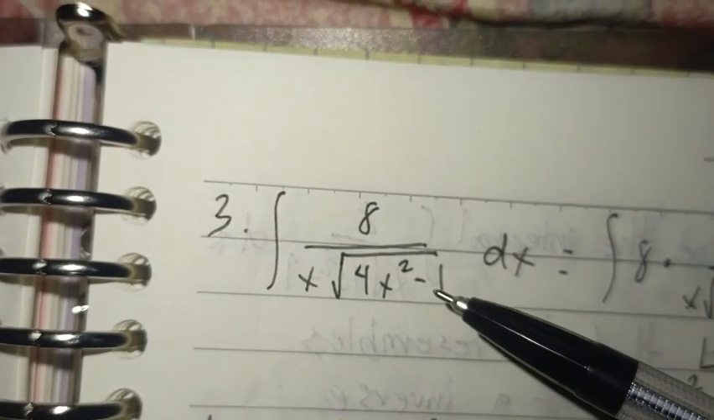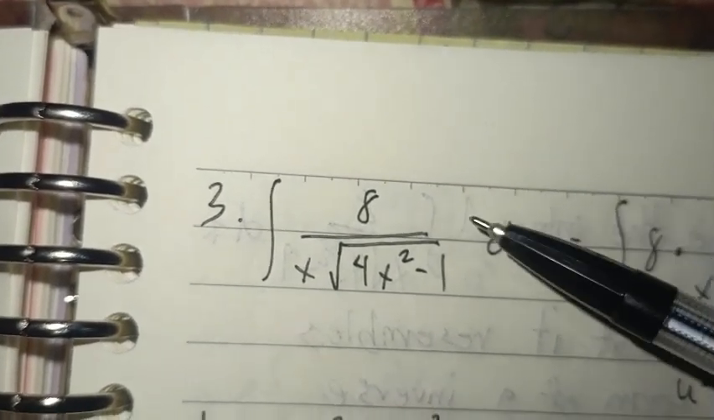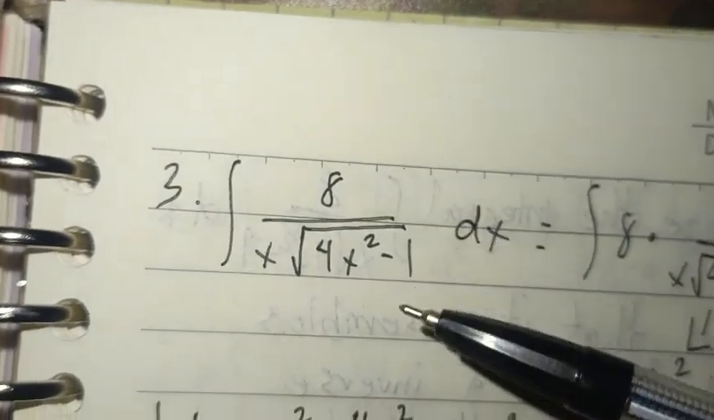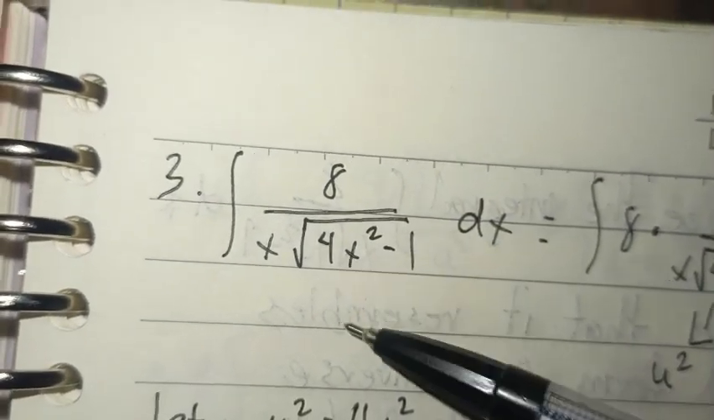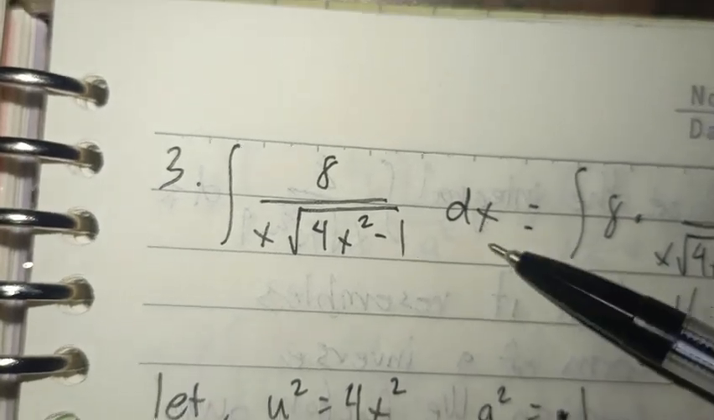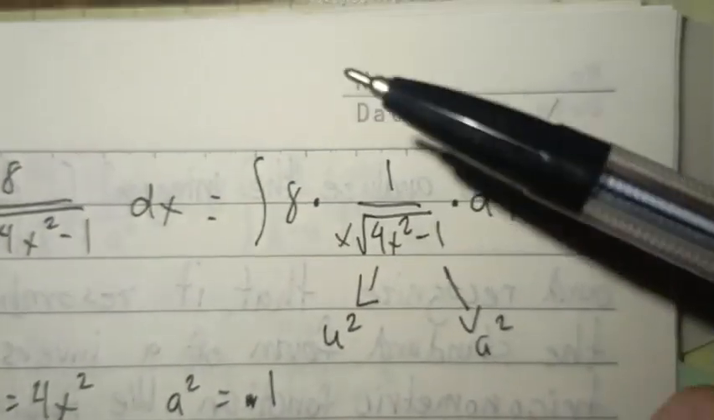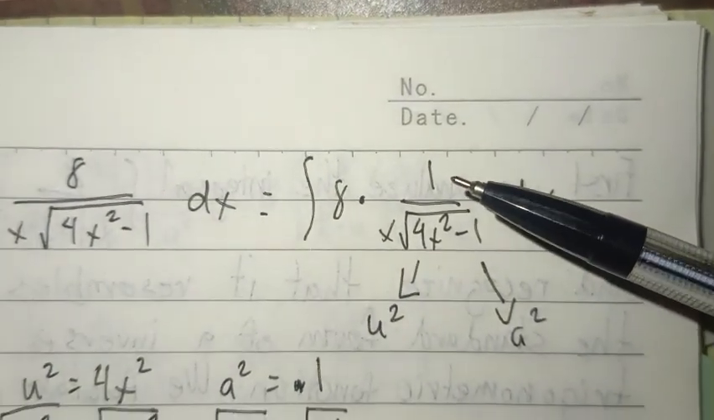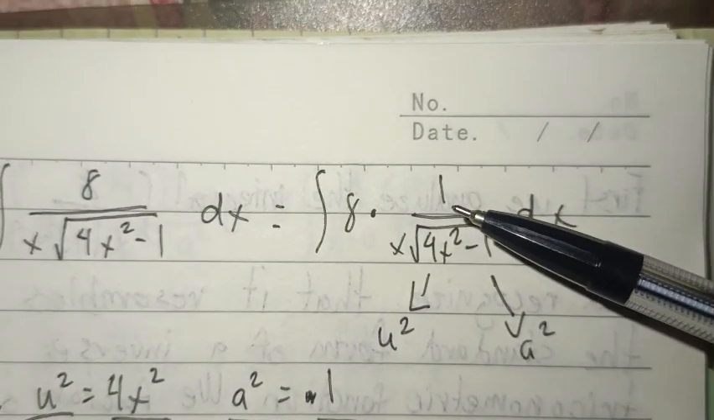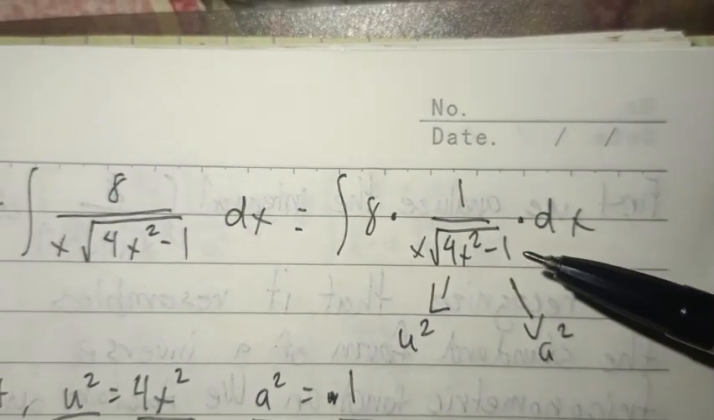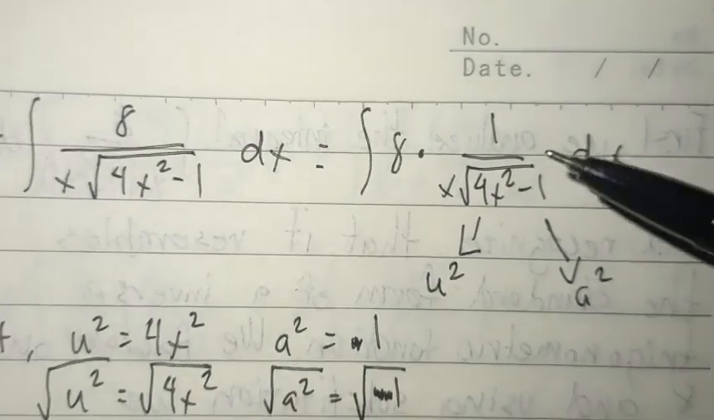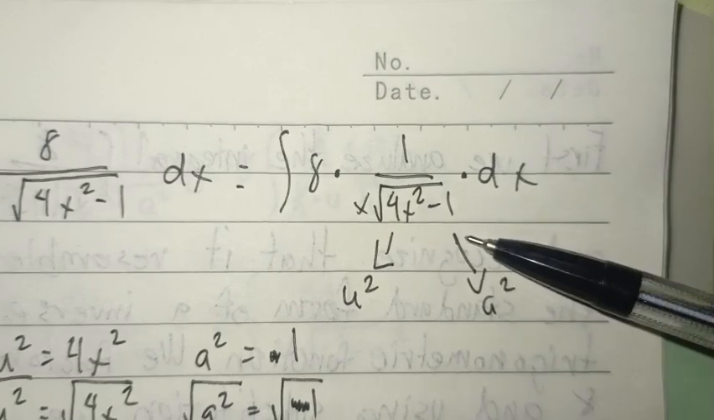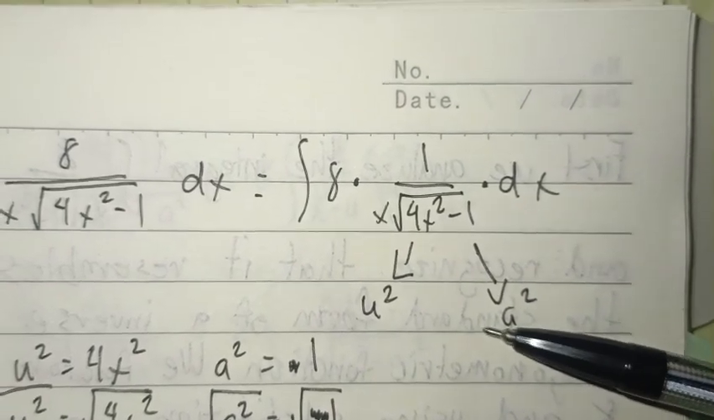Next, we have our next problem: to get the antiderivative of 8 over x square root of 4x squared minus 1 dx. Now we're going to factor out 8 again, so we're left with 1 over x square root of 4x squared minus 1 dx. So we're going to use again our denominator as our u squared and as our a squared.